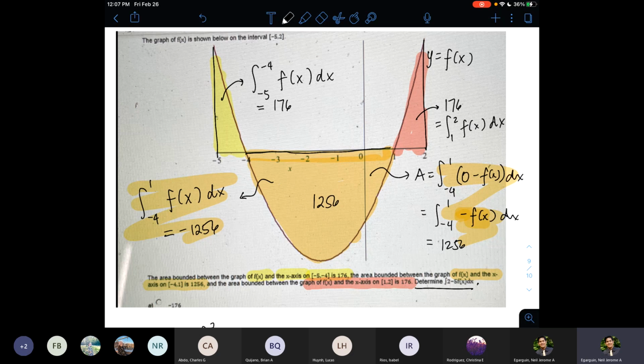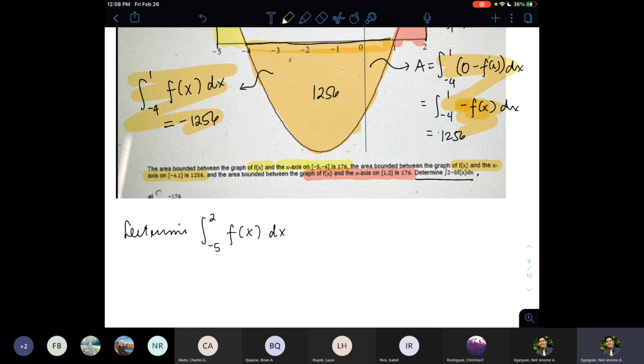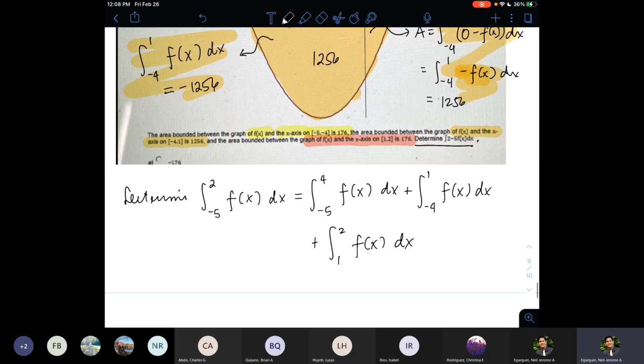So going back to our problem, we want to determine the integral from -5 to 2 of f of x dx, but we know the value of the integral over subintervals. So we will use the additive property of the integral, meaning I can split this up into subdivision points. So what I'll choose is to write it as the integral from -5 to -4, because I know that value, plus the integral from -4 to 1. We also know its value, and plus the integral from 1 to 2 of f of x dx, right?